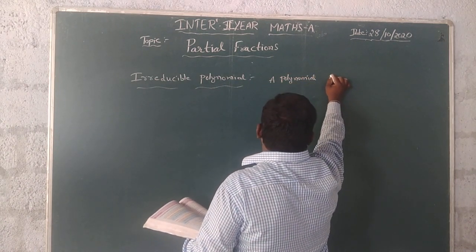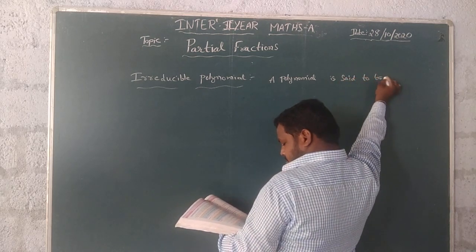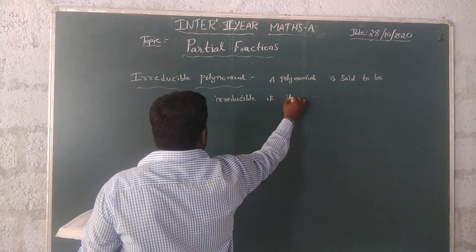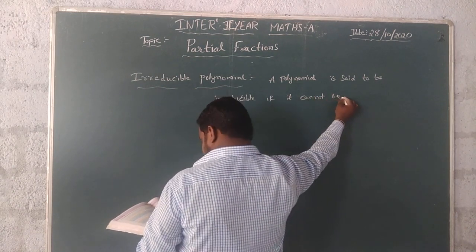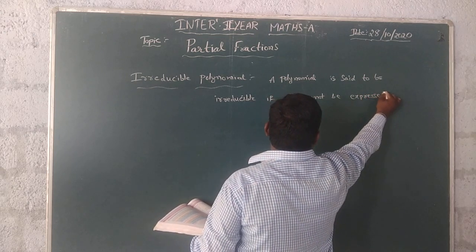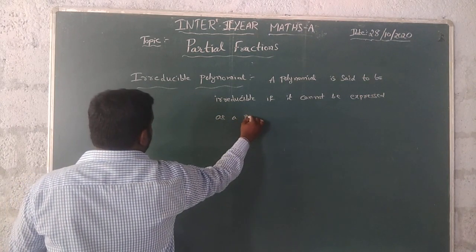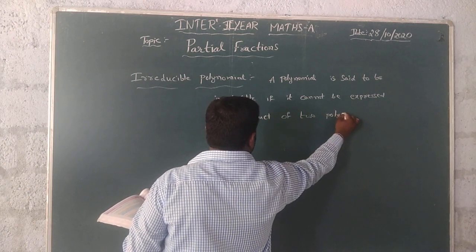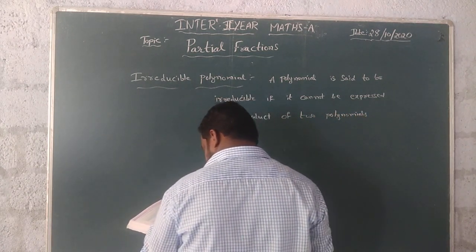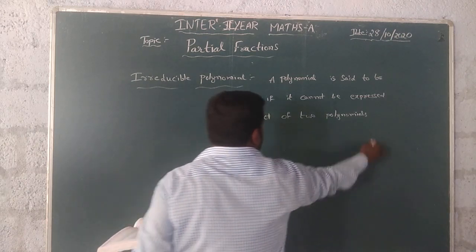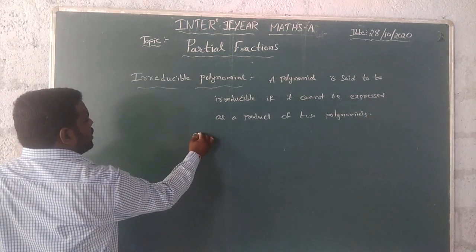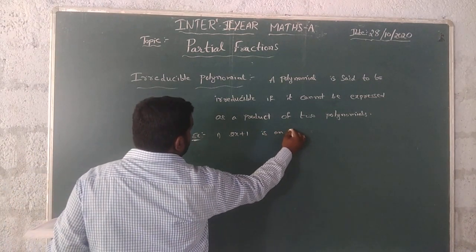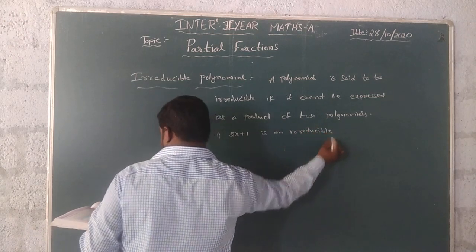Okay, write down the definition for irreducible polynomial. A polynomial is said to be irreducible if it cannot be expressed as a product of two polynomials. Write an example for reducible and irreducible polynomial. So 2x plus 1 is an irreducible polynomial.